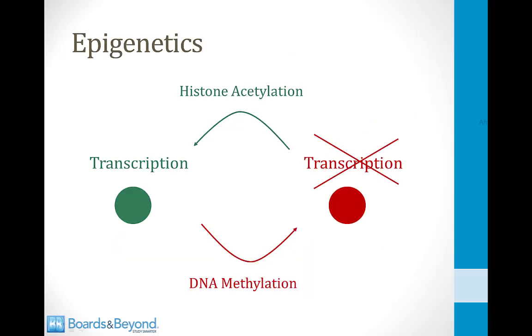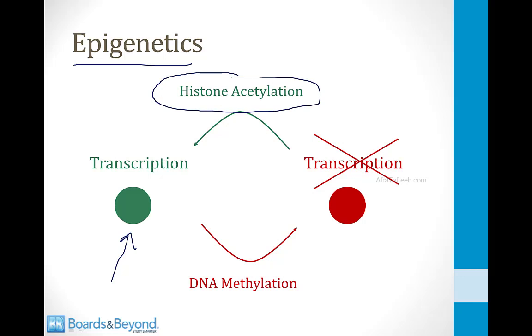So on this slide, I've summarized the two epigenetic phenomena that I think it's important to know for Step 1 in a way that will hopefully stick in your mind. If you have DNA that wants to be transcribed, if you acetylate the histones, that will allow transcription to occur. On the other hand, if the DNA, especially the cytosine in that DNA, gets methylated, then transcription will not occur. And these are two epigenetic phenomena. There are many, many more. The field of epigenetics is very large and diverse.